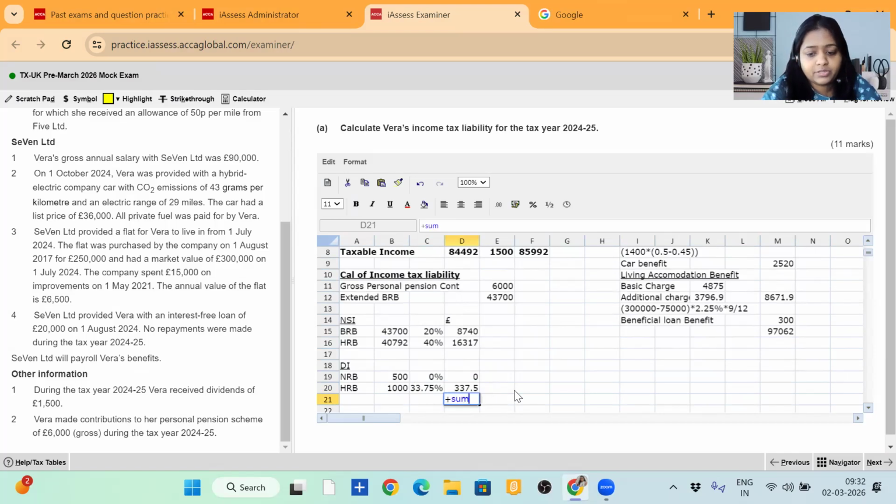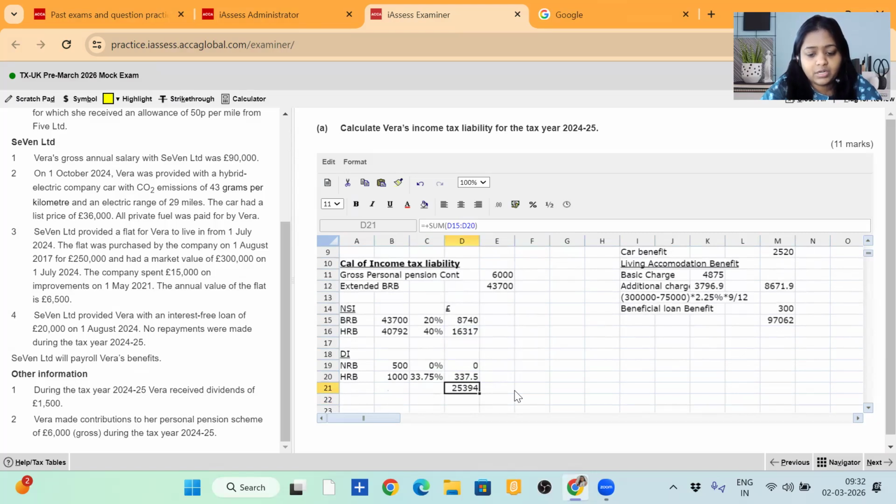Okay, now you add everything and you get your total tax liability. So total tax liability is 25,394. Okay, 25,394. Since they are decimals, you can have one value here and there. That's acceptable. Okay, so I hope I'm clear. 11 marks, done and dusted.